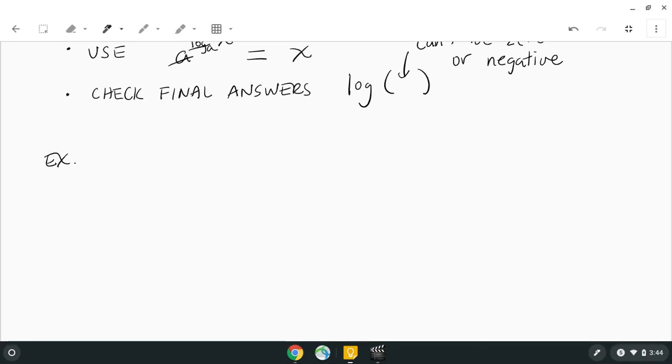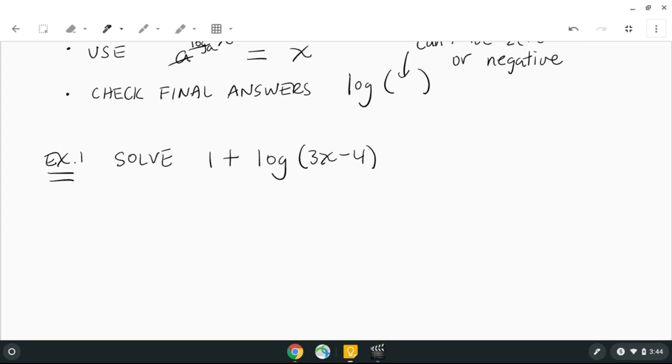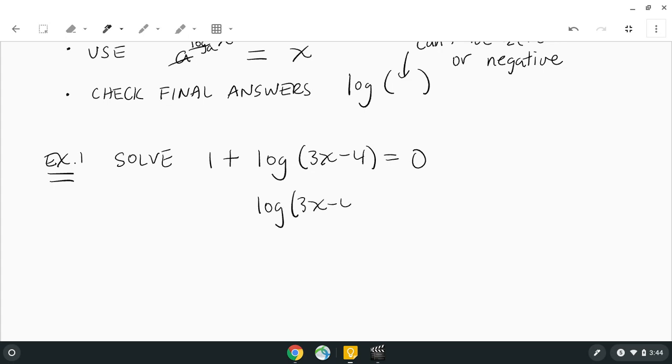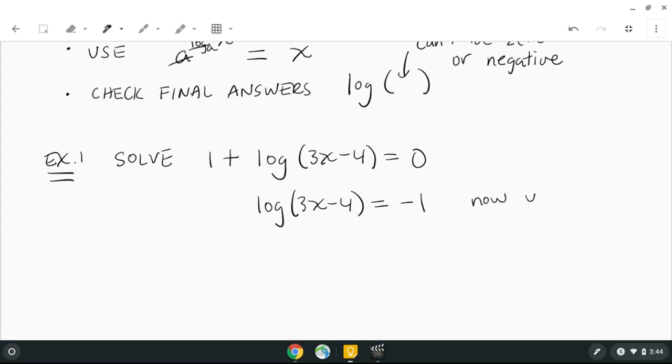All right, let's start with this example. Let's solve 1 plus log, remember, no base means base 10, of 3x minus 4 equals 0. Just like with exponentials, we want to get the log term by itself. So I'm going to subtract 1 on both sides. And now I'm going to use that property.